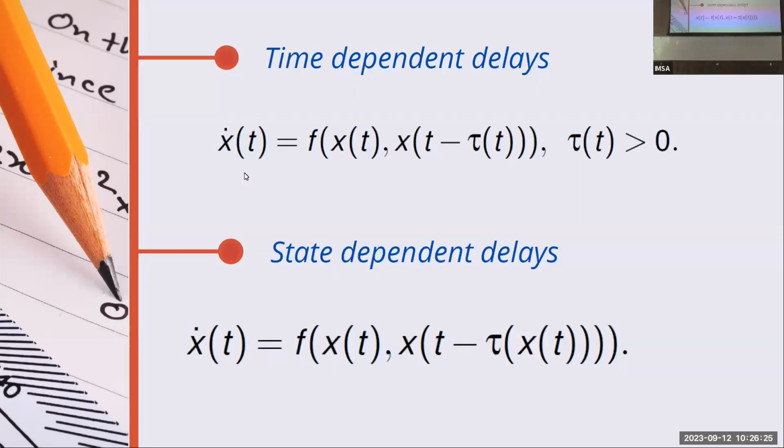So here, as I mentioned before, we can have many types of delays. Here is the time-dependent delay. Here, the state-dependent delay. That means that your delay depends on the state. So we can have many different types of delay.